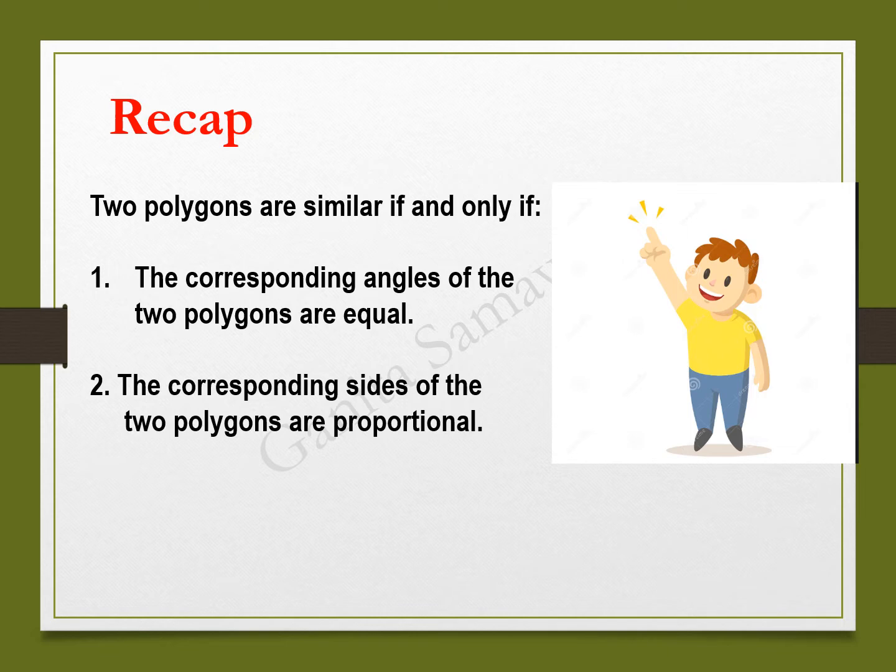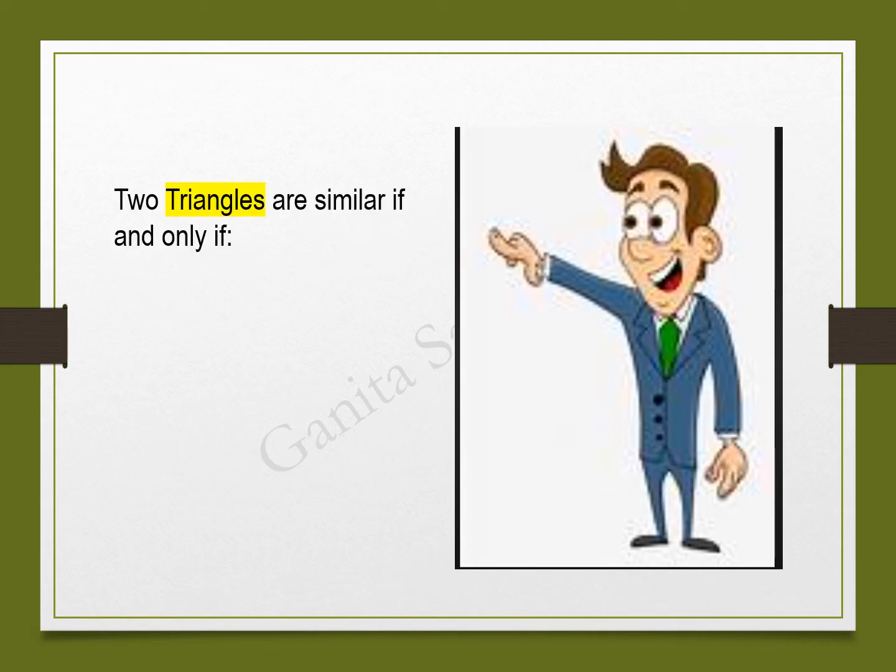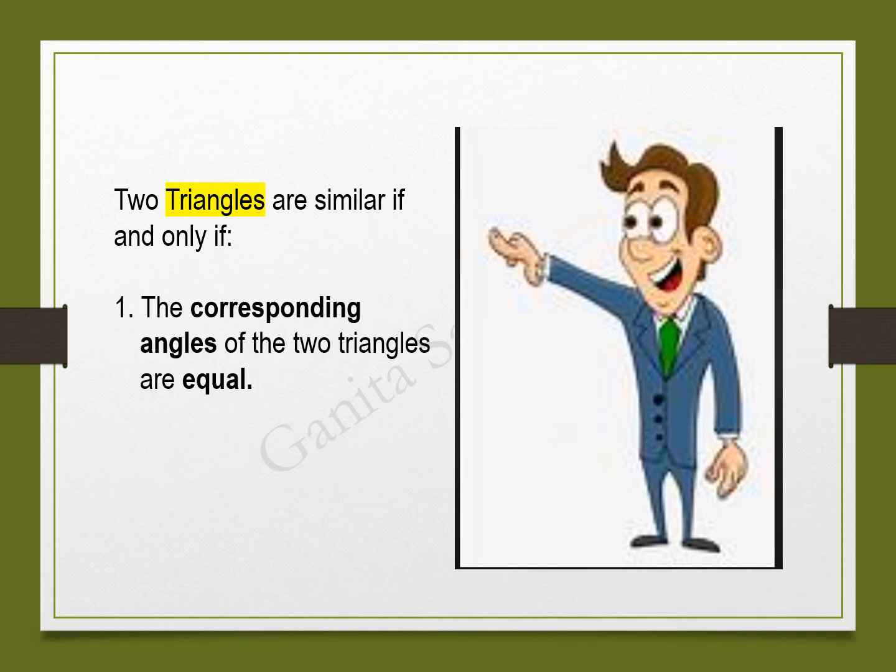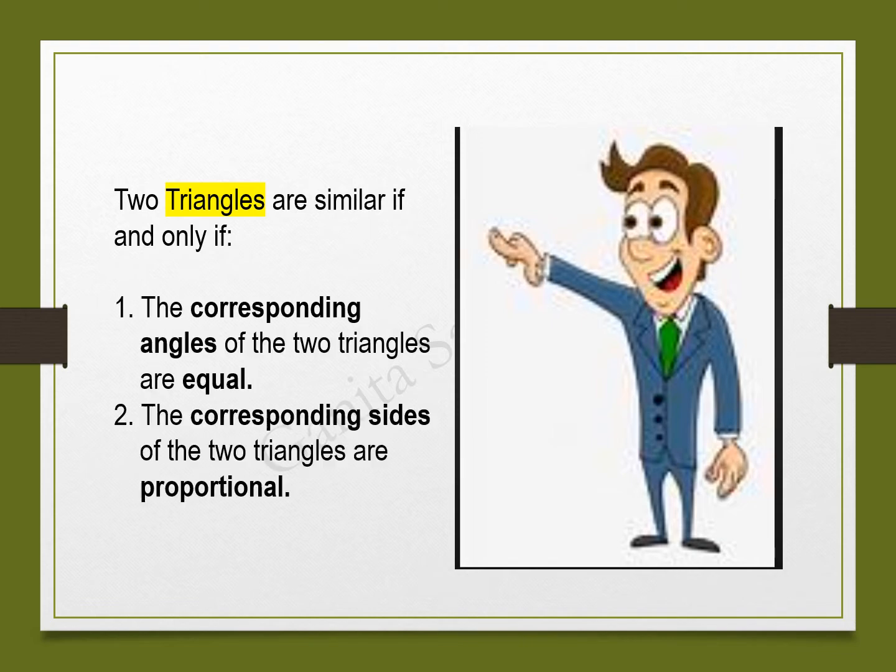Since we are going to study in particular about triangles, let us extend the same concept to the triangles, children. So, we have two triangles are similar if and only if the corresponding angles of the two triangles are equal and the corresponding sides of the two triangles are proportional. This is one thing that you should bear in mind, children. So going further, whenever we try to prove if two triangles are similar, we have to look for the corresponding angles to be equal and the corresponding sides to be proportional.